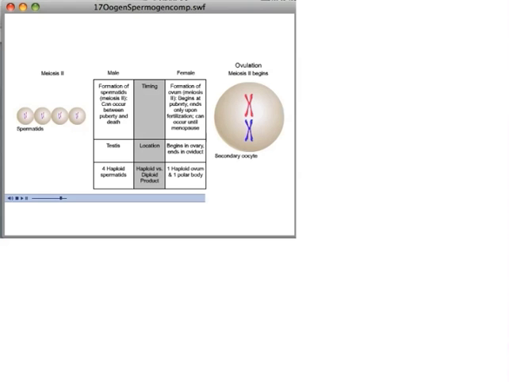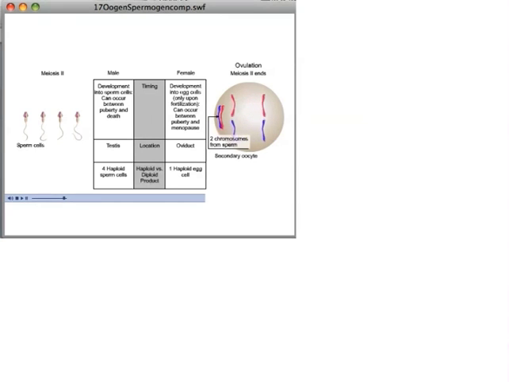The final result of spermatogenesis is 4 haploid sperm cells for each spermatogonium. In contrast, oogenesis can result in 1 egg cell and 2 polar bodies for each oogonium, but only if fertilization has occurred.